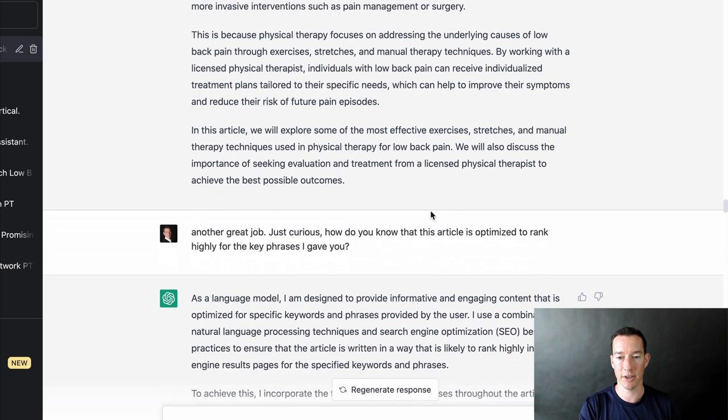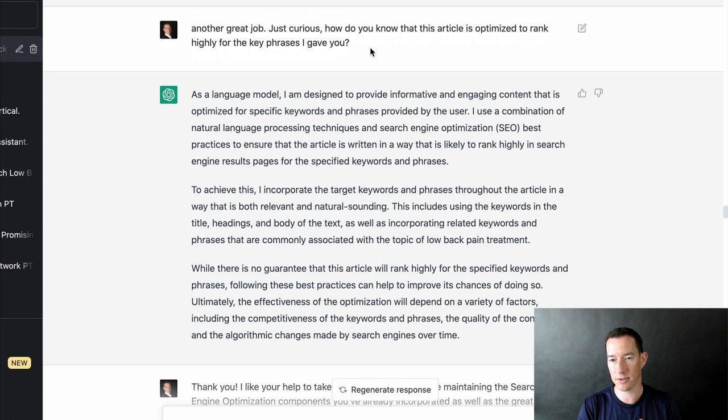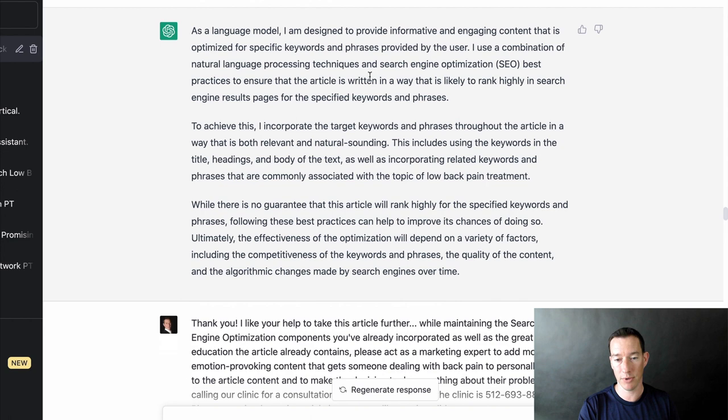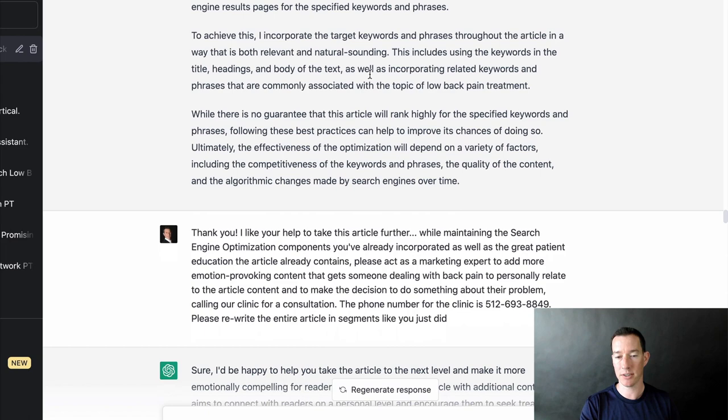Okay, so I said another great job, and I was just curious at this point. I think this is good for you guys to see. I said, how do you know this article is optimized to rank highly for the key phrases I gave you? And I'm not going to read this response, but it was very important. I thought it was very impressive. I imagine that this is probably going to rank pretty well, following SEO best practices.